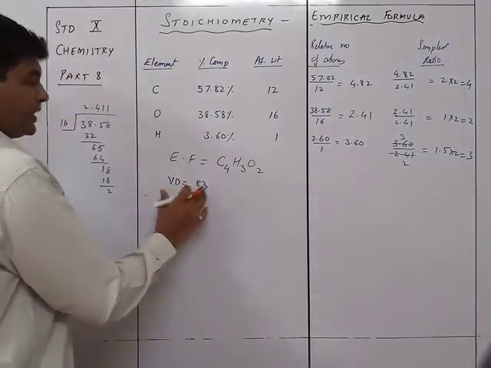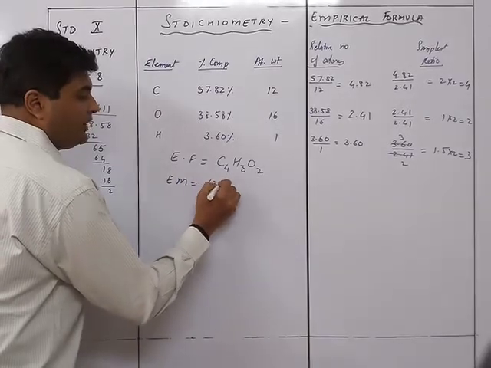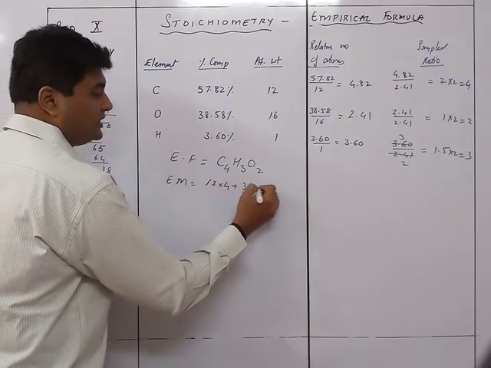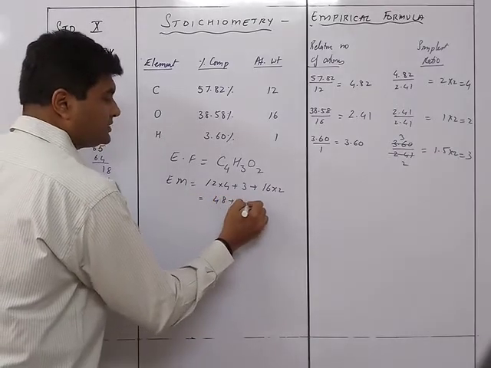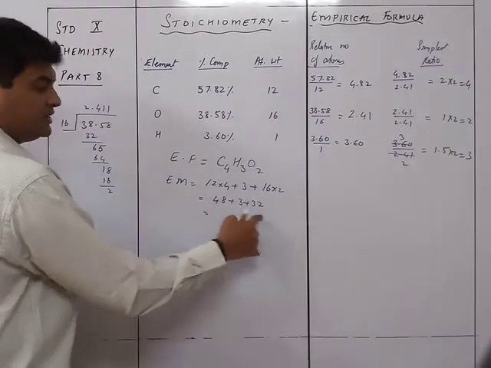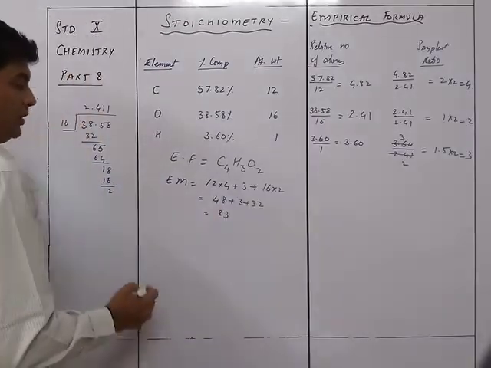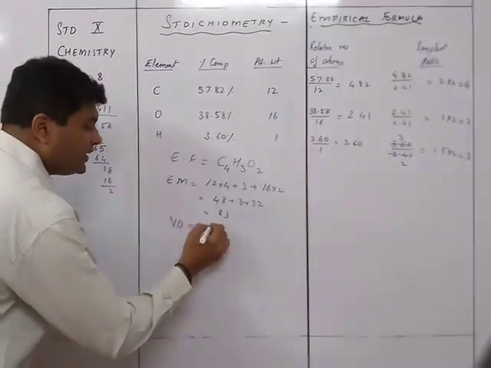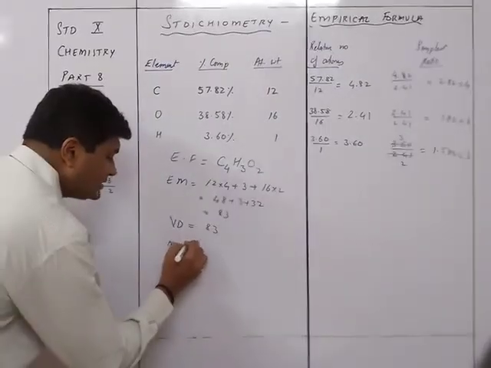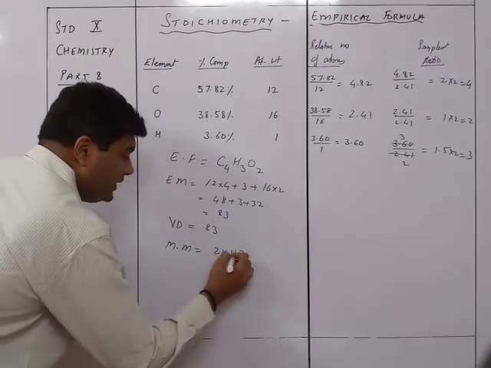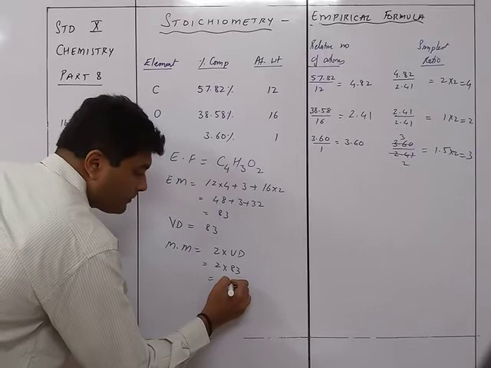So we find out the empirical mass now. Empirical mass is equal to 12 into 4 plus 3 plus 16 into 2. So that is 48 plus 3 plus 32. So this is 83. And the VD given to you is also 83. Got it? So we know that molecular mass is equal to 2 into VD is equal to 2 into 83 is equal to 166.